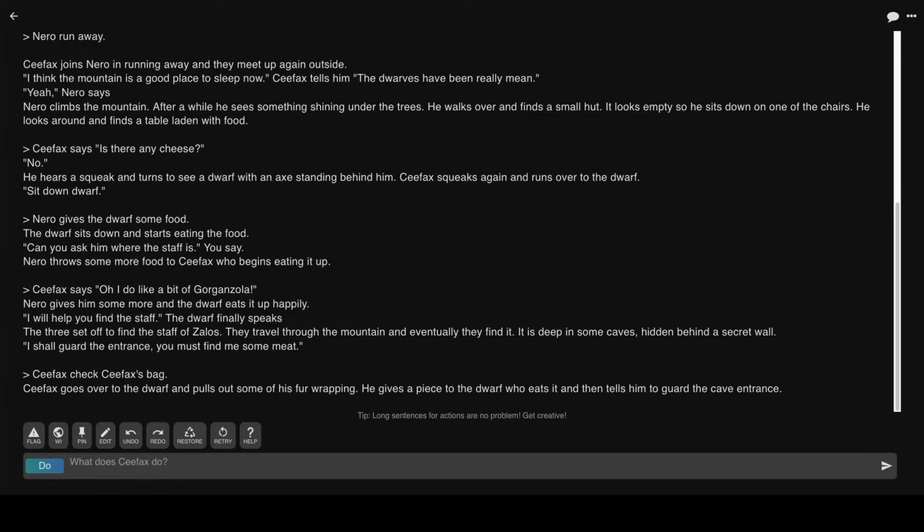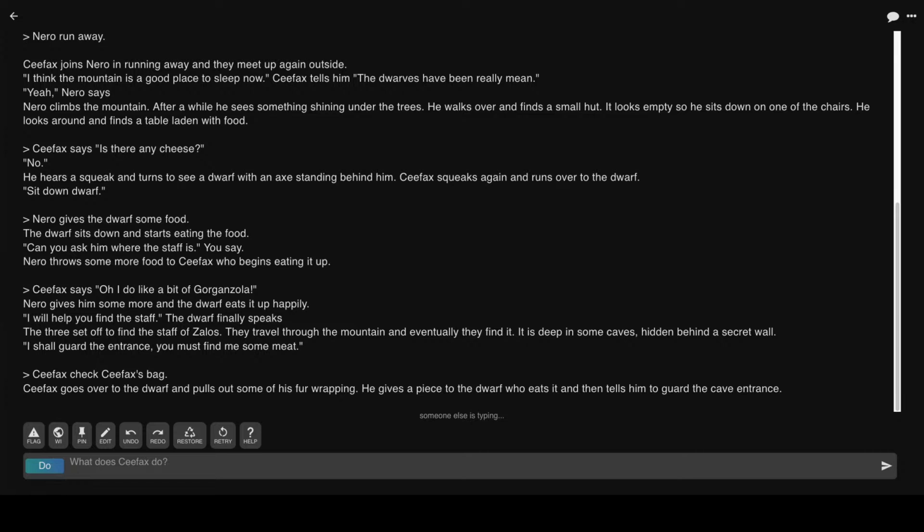Right. Okay. So I think maybe what happens next is Ceefax and Nero proceed into the caves? Because I assume we've progressed beyond the secret wall now? Or I don't know. Maybe we're just in the entrance to the cave and the secret wall is a way away. So maybe we just need to adventure further into the caves. Yeah, that's what I'm thinking. So let's say Nero advances into the caves.